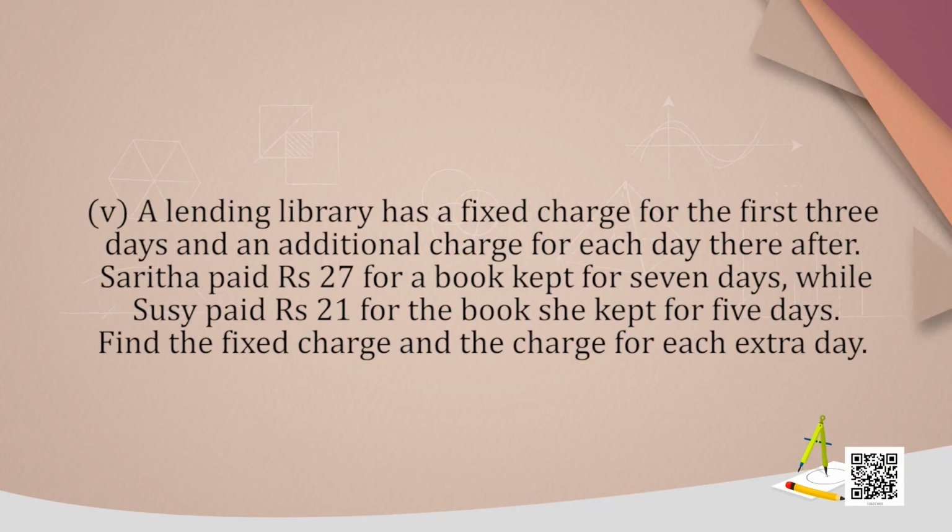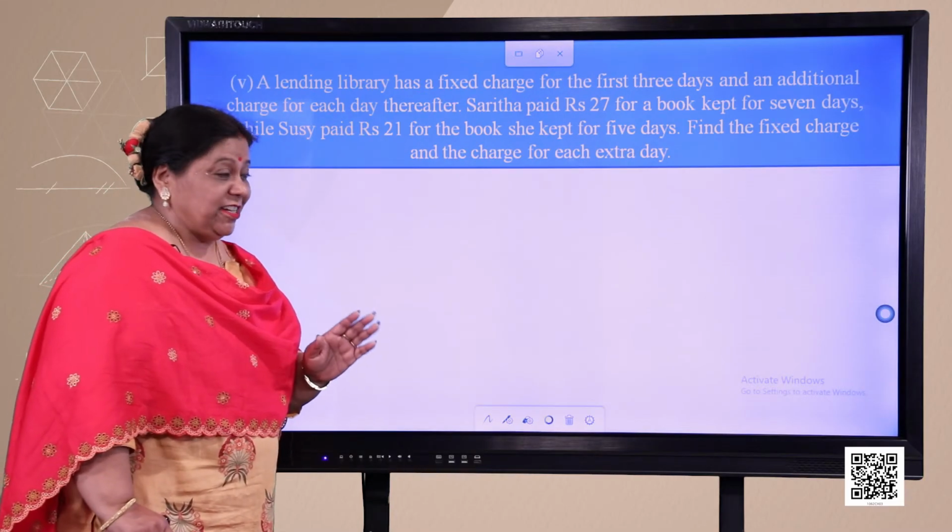A lending library has a fixed charge for the first 3 days and an additional charge for each day thereafter. Sarita paid 27 rupees for a book kept for 7 days, while Susie paid rupees 21 for the book she kept for 5 days. Find the fixed charges and the charge for each extra day. Very interesting question and you need to pay attention here.